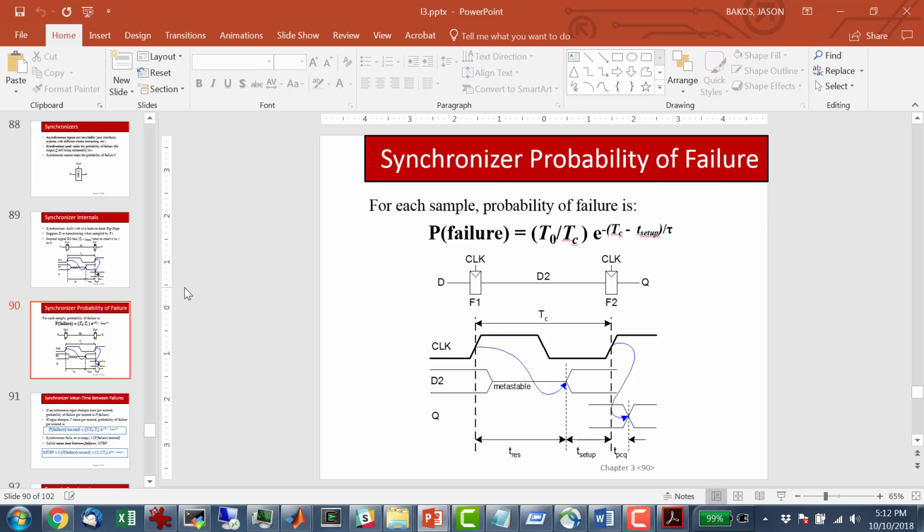What is MTBF? Mean time between failures. That's how long you can expect to be able to go before there's a failure, meaning that you get a metastable result out of the second flip-flop. A failure, by the way, let me clarify that, means that this second flip-flop goes metastable, meaning that you don't get a clear outcome here.